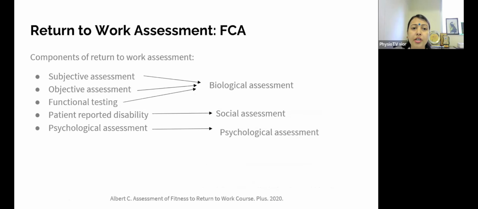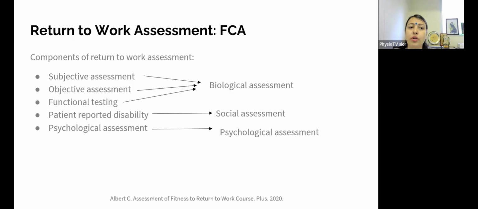Now, return to work assessment and work capacity assessment have a very direct correlation. When you want to assess the work capacity, we do an FCA, functional capacity assessment. And when we want to do a return to work assessment, even then we would want to do a re-FCA. As you can see, these are the components of functional capacity assessment, and also for the return to work assessment. So there are some subjective assessments, objective and functional testing.